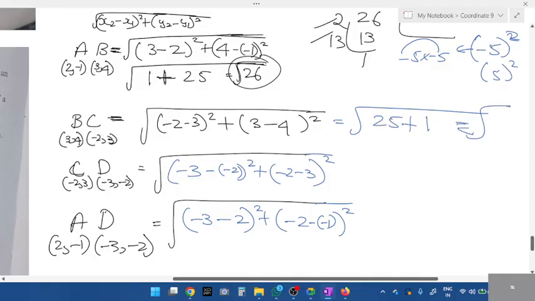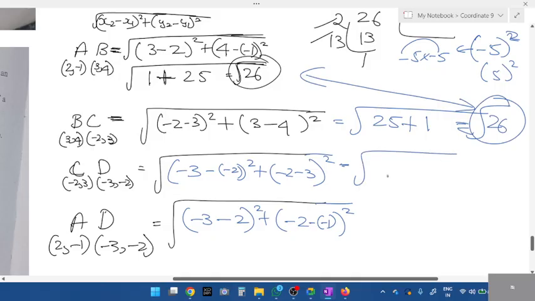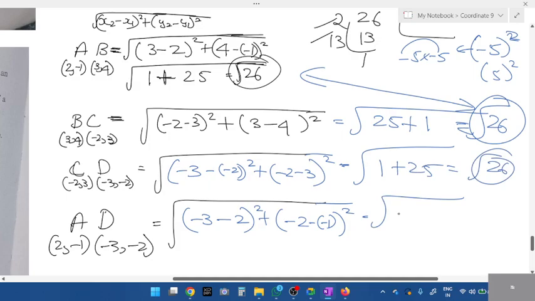Next one. What's the answer? Root 26. I think, yeah, almost for all four you're getting the same answer. Next, same, 25 plus... no, not 25. Sorry, 1 plus 25. See, minus 3 plus 1 is minus 2, whose square is 4... minus 3 plus 2 is minus 1, square is 1, plus 25, root 26. Next one, 25 plus 1 again, root 26. Is it clear? All of you understood?